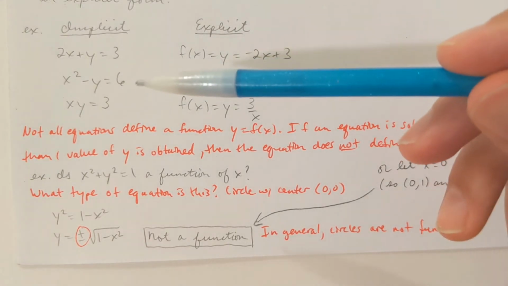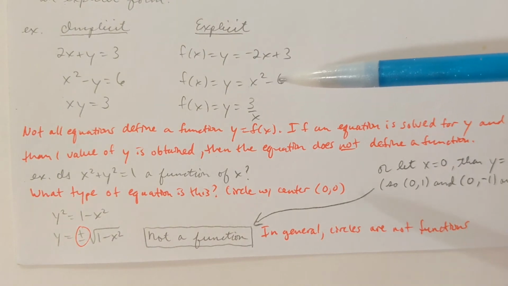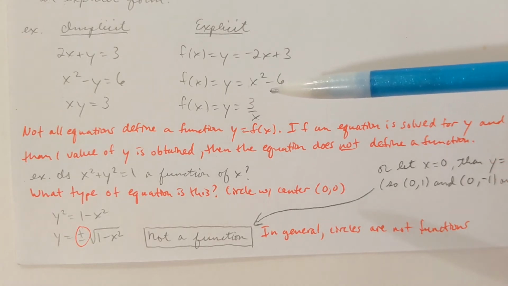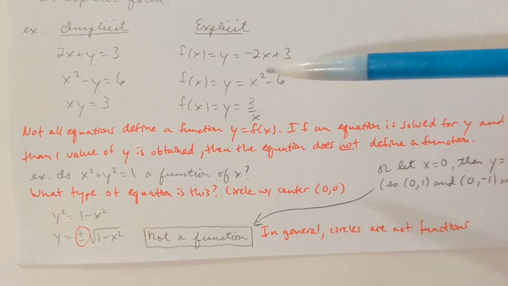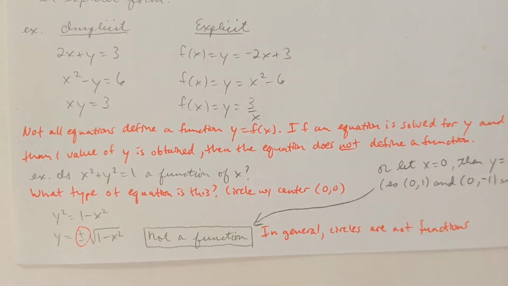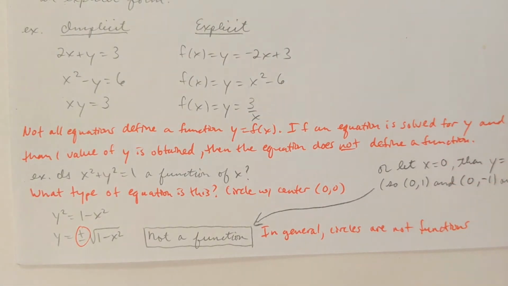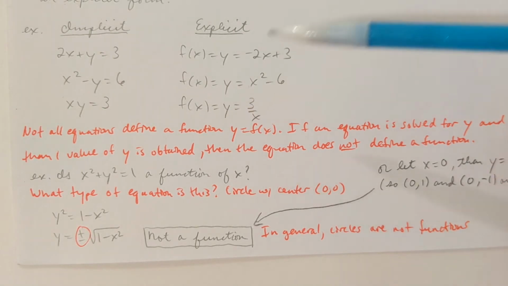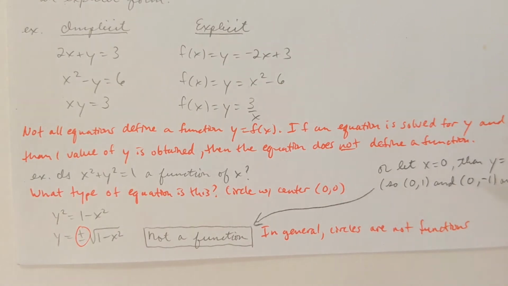On the second one, if I add y and subtract x, then y is equal to x squared minus x. Y and f of x mean the same thing. So because they are the same, I can say f of x is equal to x squared minus x. On the third one, divide by x, y is equal to 3 over x. Y and f of x mean the same thing, so f of x is equal to 3 over x.